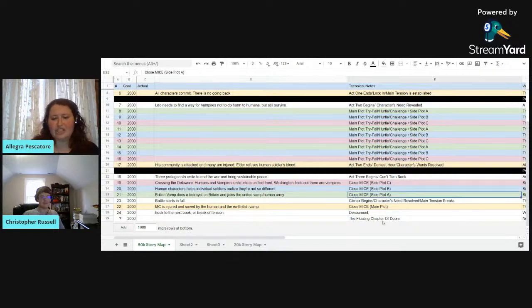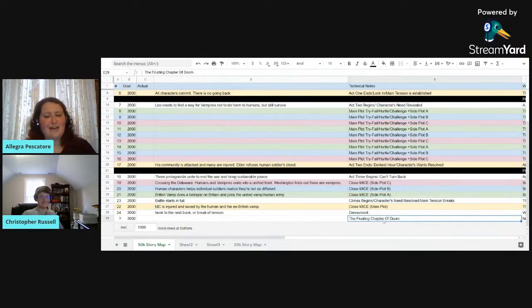Now you'll notice a floating chapter of doom down here. This is a 50,000 word book. It's pretty tight plot-wise, so I always include a floating chapter in my 50,000 word goal because I know somewhere I'll need an extra chapter. You know what I thought that was when I saw this? I thought that was your hook. Because the floating chapter of doom, oh crap, we're going to have to deal with this next. That's fair. That's super fair.